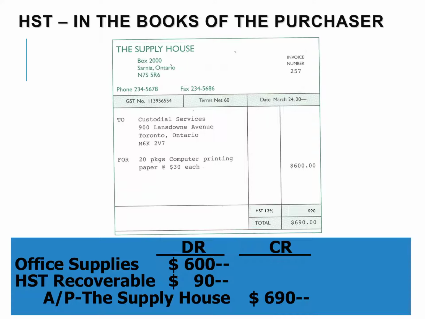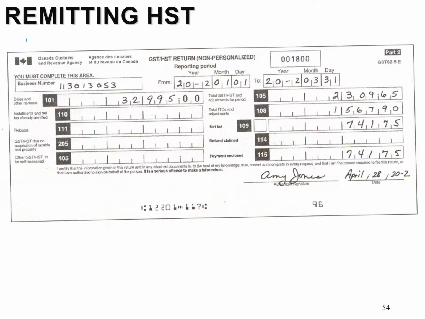So in this particular case, the office supplies are $600. Okay. The HST recoverable is $90. And in this case, we owe the full amount of $690. Remember, with the GST PST system, we would have had to add the amount of the PST into the cost. So it would have been 600 and something, 650, 648, whatever the percentage we're using, and that would have been added in as a cost. So it makes things more expensive under the PST system for businesses.